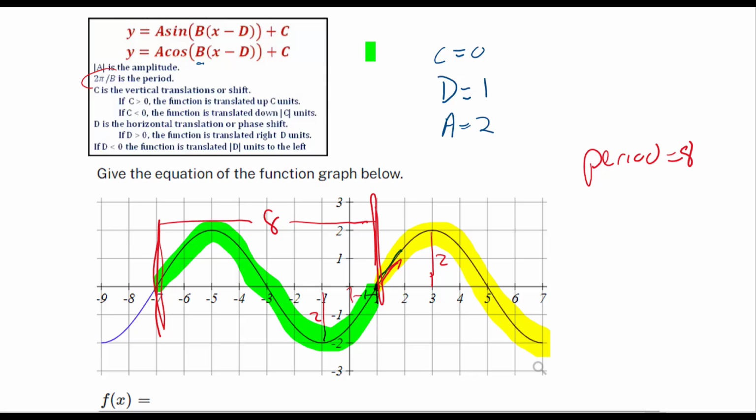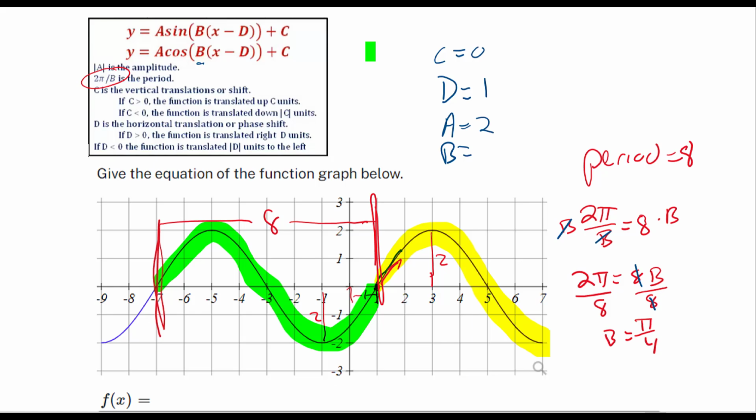Now, as we see here in this description, the period is 2 pi over b, and that's going to be 8. So if I multiply both sides by b, 2 pi equals 8b. Then we can divide both sides by 8, and we have b equals 2 pi over 8, which is just pi over 4. So now we have all the pieces we need. Our b is going to be pi over 4.